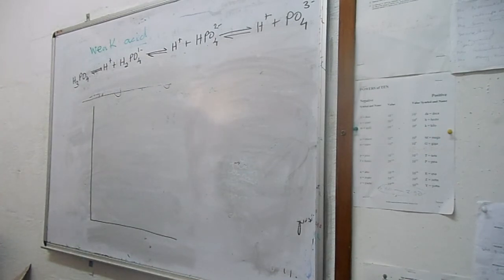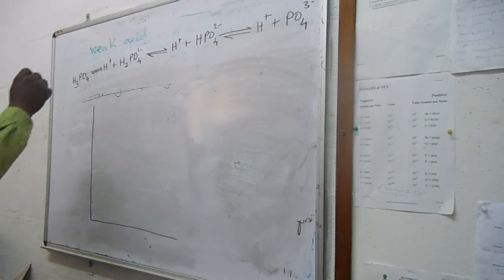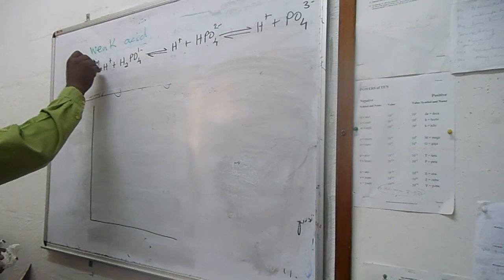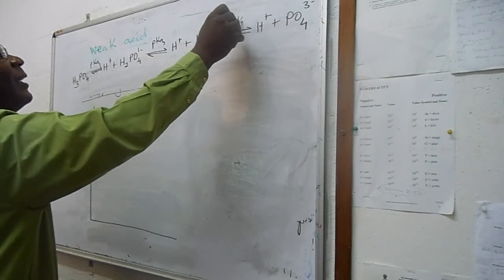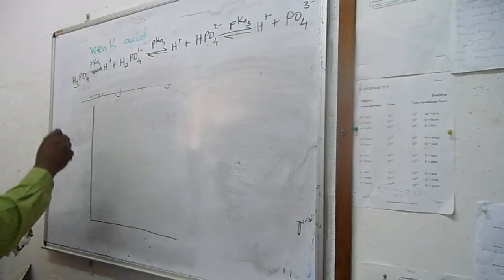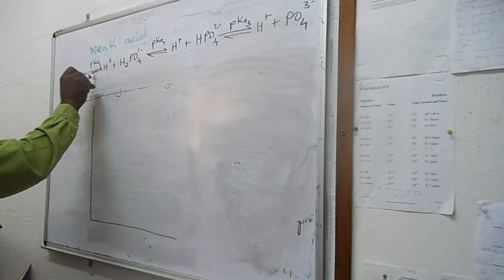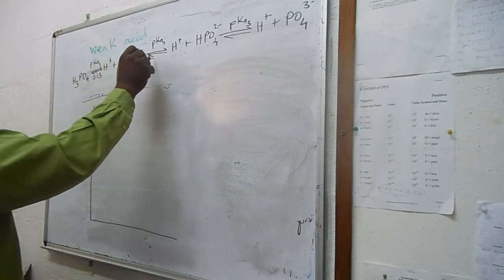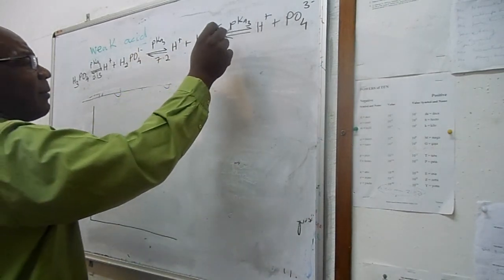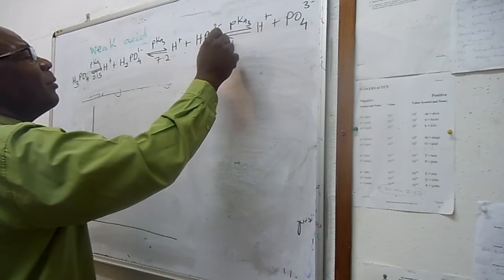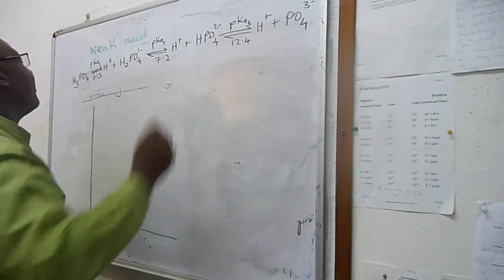Since we have 3 inflection points, remember inflection points relate to the dissociation constant. It relates to the pKa. So we could say that this is pKa1, this is pKa2, and this is pKa3. And these have been found: pKa1 is 2.15, pKa2 is 7.2, pKa3 is 12.4.